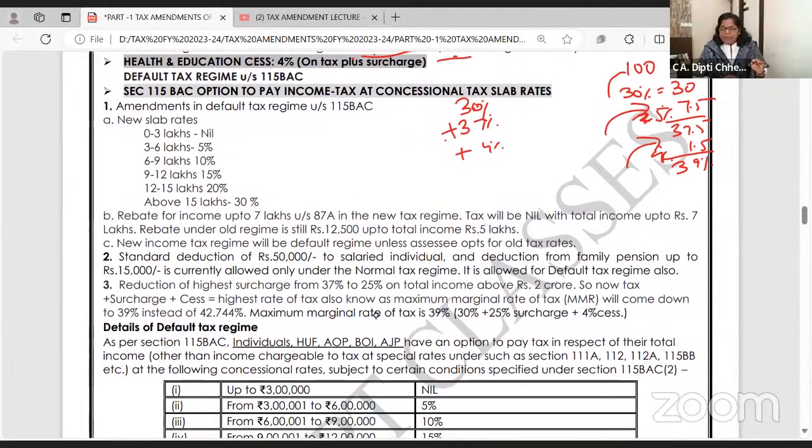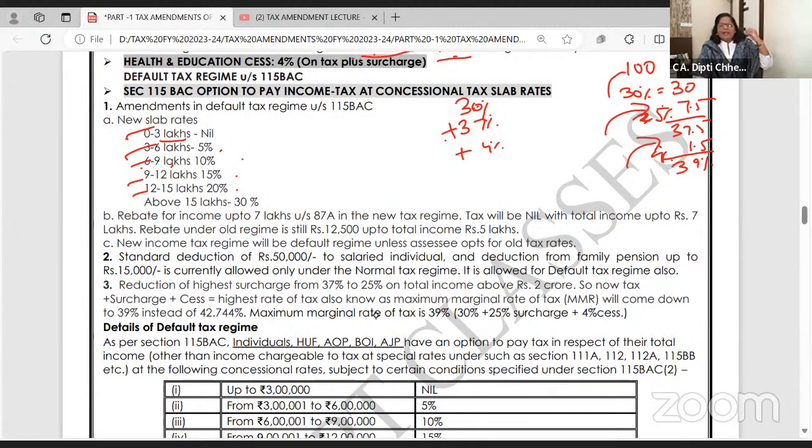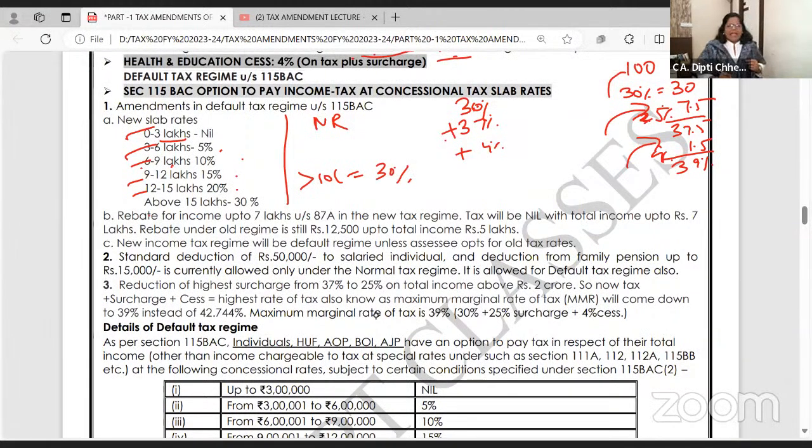Now, the important amendment in 115BAC is in the slab rates. Last year, for every 2,50,000 increase in income, the tax changed by 5%. Now they have changed it to 3 lakhs. Up to 3 lakhs is the basic exemption. 3 lakh to 6 lakhs, 5% tax in the default tax regime. 6 lakh to 9 lakh, on the next 3 lakh, 10%. 9 lakh to 12 lakh, on the next 3 lakh, 15%. 12 lakh to 15 lakh, 20%. And above 15 lakhs, it's not 25%, 15 lakh के ऊपर directly 30%. If you talk about the normal tax rate, then only above 10 lakhs it is 30%. Am I right, dear students?